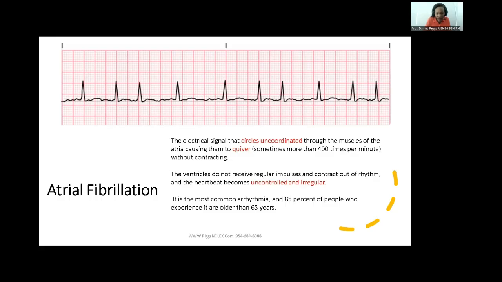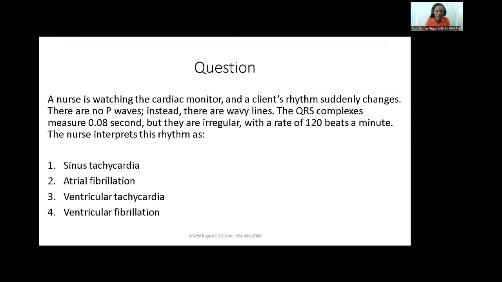Okay, very horrible condition. Now, I really want you to listen to my descriptions with these strips. Why? Because sometimes you get a question where they give you the strip, and sometimes you get a question where they describe the strip. So let's try this question together.